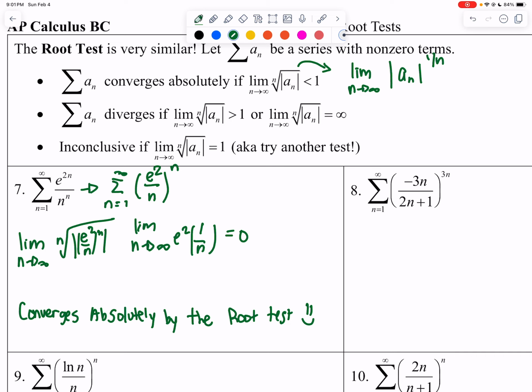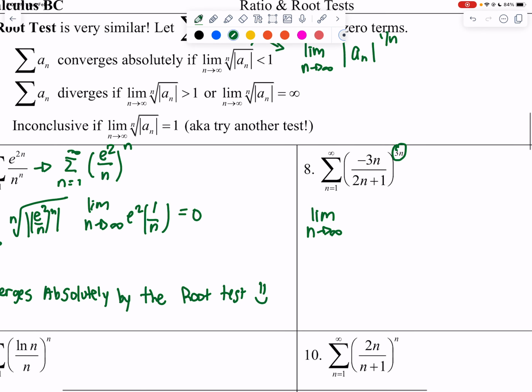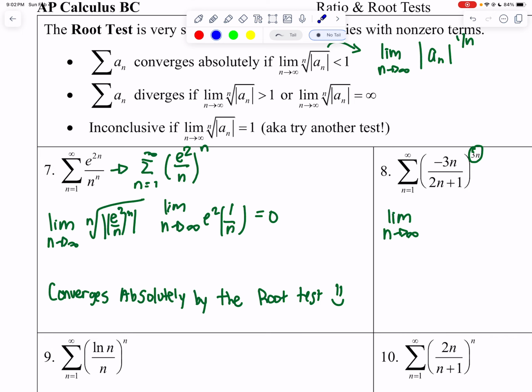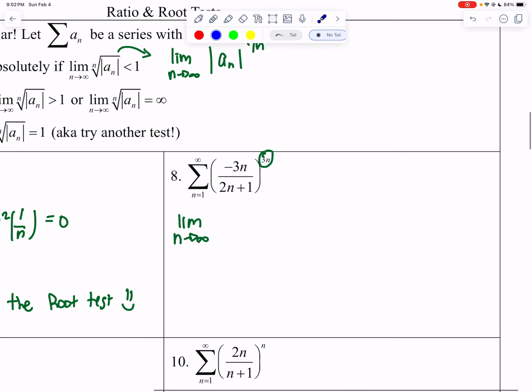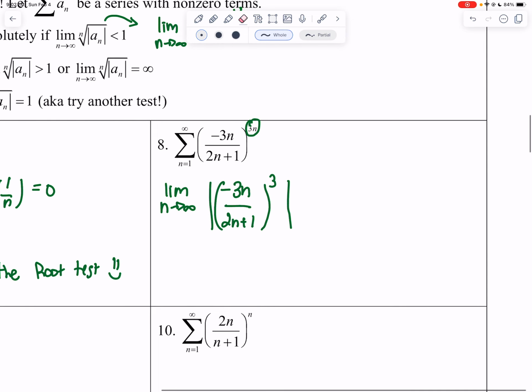All right, number 8. Once again, I am going to take the limit as n approaches infinity. And because I have a 3n right here, I'm going to skip this part and go straight to this. I'm going to have the absolute value of negative 3n over 2n plus 1, and this is going to have an exponent of 3n. But then I have 1 over n. The 3n times 1 over n is just going to be 3. So I have this lovely thing right here.